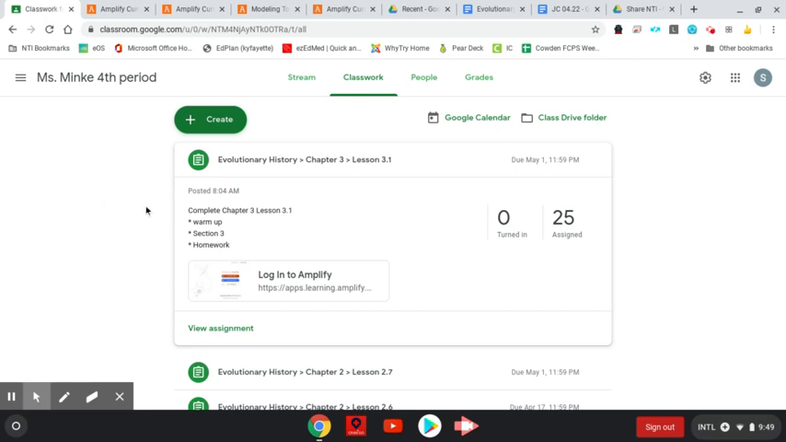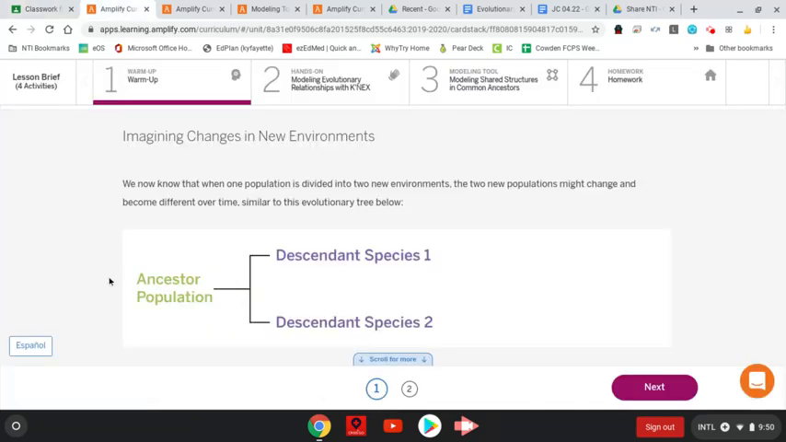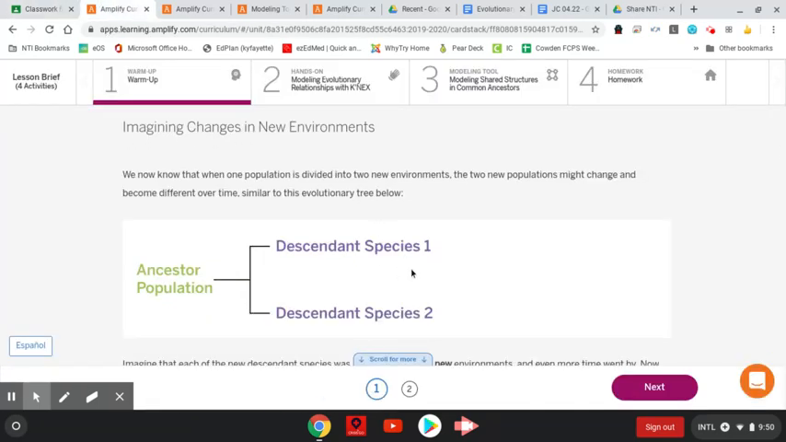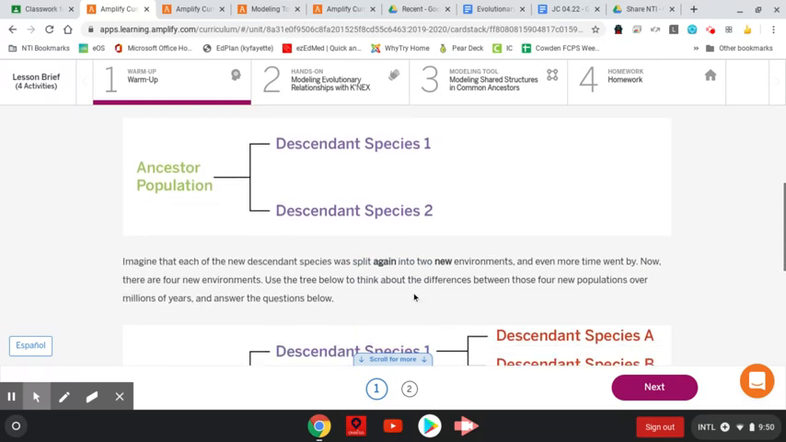Good morning. So, Ms. Mink has assigned you Chapter 3, Lesson 3.1, Evolutionary History. We've started a new chapter, and she has assigned the warm-up, Section 3, which has a simulator, and the homework. Alright, so when you open Amplify, it has several family trees for you to look at, just a couple.